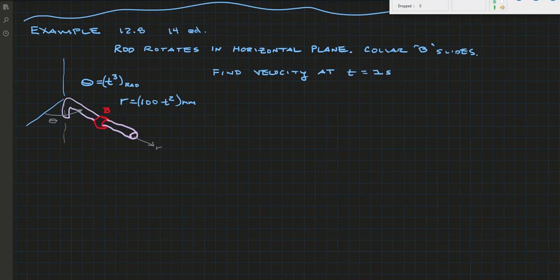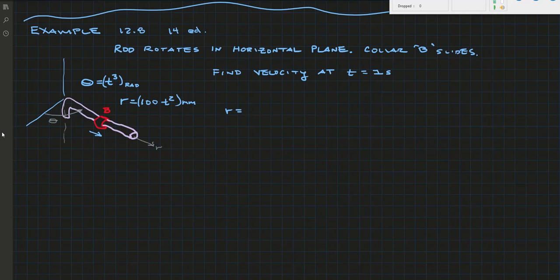Okay, let's look at some examples using cylindrical coordinates. In this first problem, we'll be using polar coordinates actually. So in this problem, a rod rotates in a horizontal plane. That's how we can get away with polar coordinates. And collar B slides down this pipe, kind of in this direction.